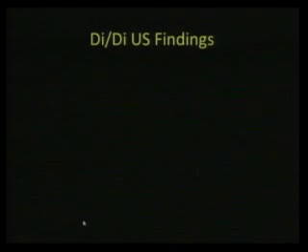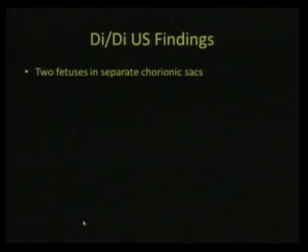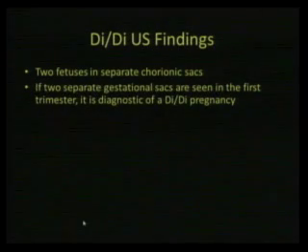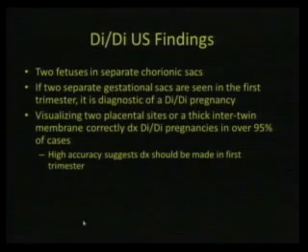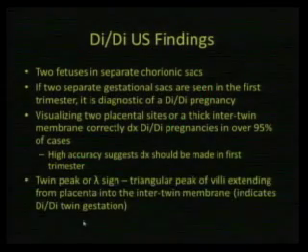All right, so ultrasound findings for a di-di pregnancy. You have two fetuses and two separate chorionic sacs. If two separate gestational sacs are seen in the first trimester, this is diagnostic of a di-di pregnancy. So you do your first trimester, you see two separate sacs, you have your diagnosis there. Visualizing two placental sites or a thick inter-twin membrane also correctly diagnoses di-di pregnancies in over 95% of the cases. High accuracy suggests the diagnosis should be made in the first trimester.